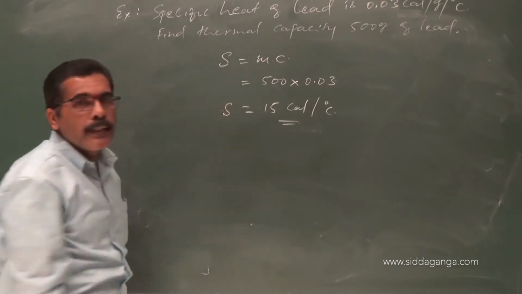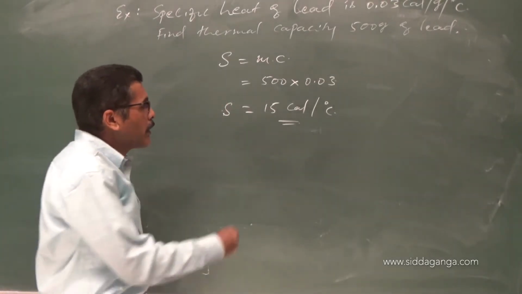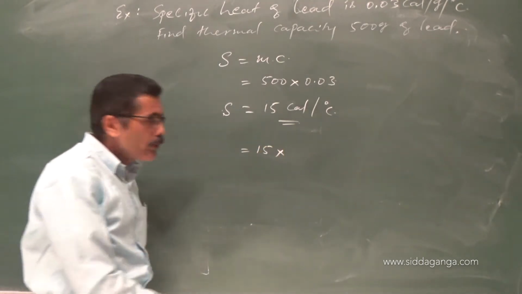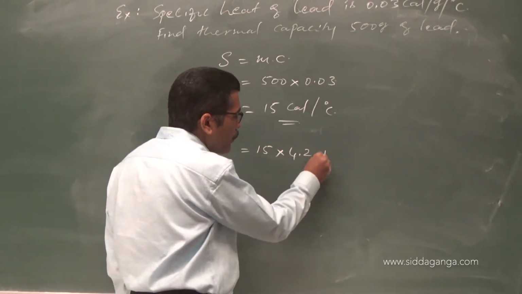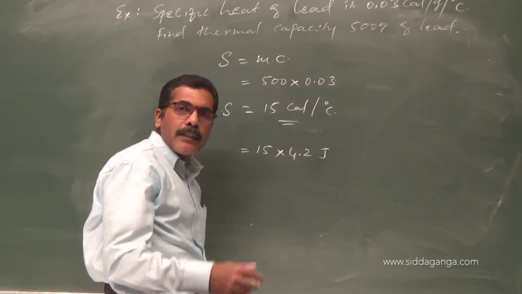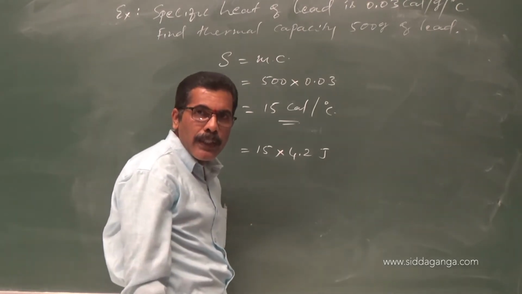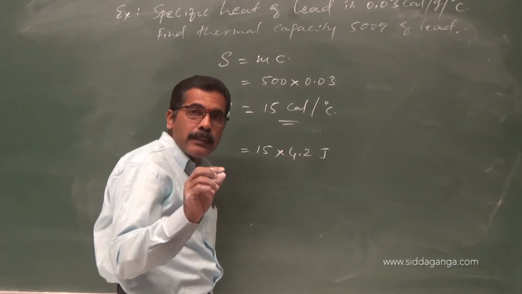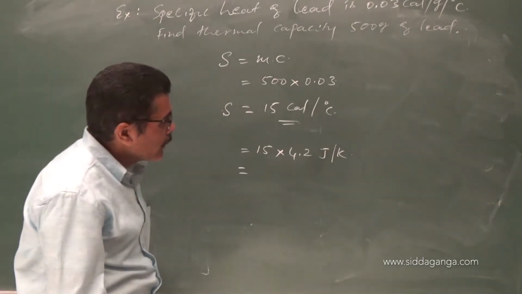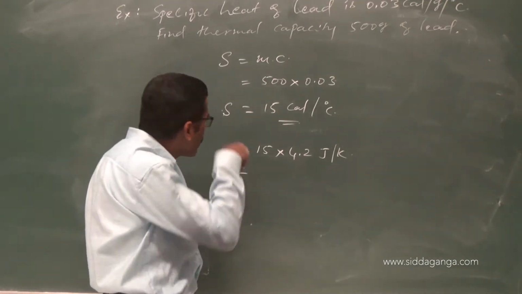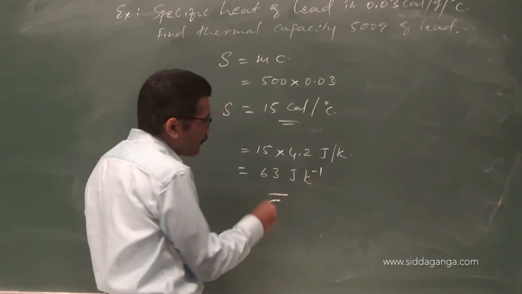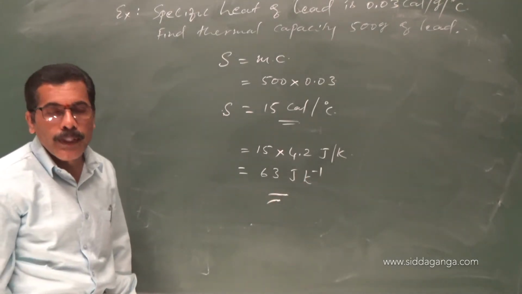If you want to express it in SI unit, this will be 15 into 4.2 joules per Kelvin, since 1 calorie is equal to 4.2 joules. For a rise in temperature, degree Celsius is equal to degree Kelvin, they are the same. So we get 63 joules per Kelvin.